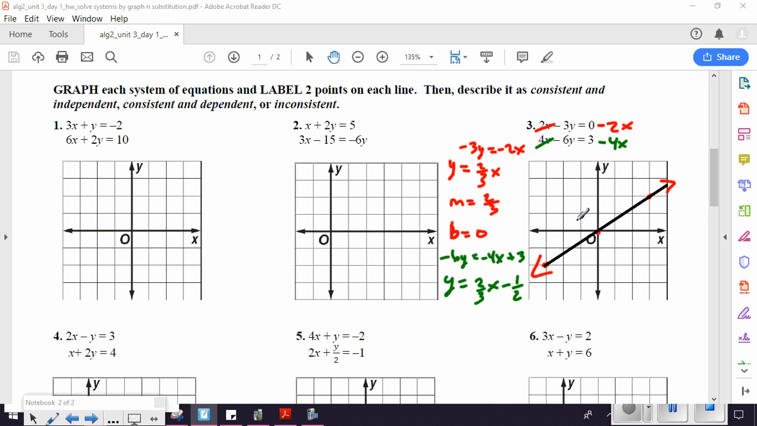Again, label your points. So (0, 0), (3, 2), or (-3, -2). Okay.